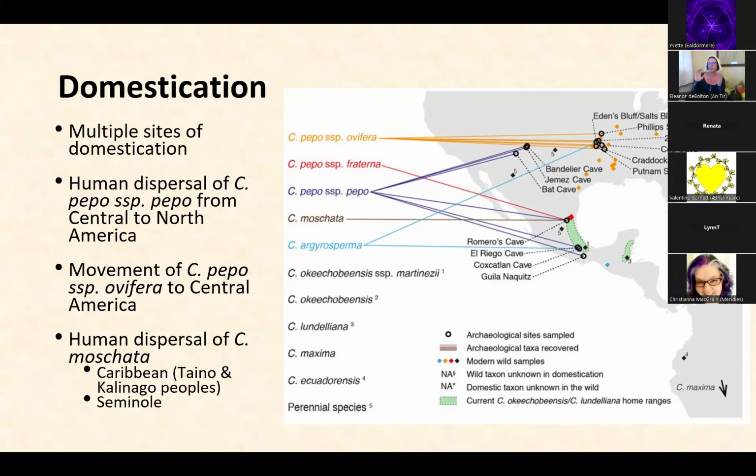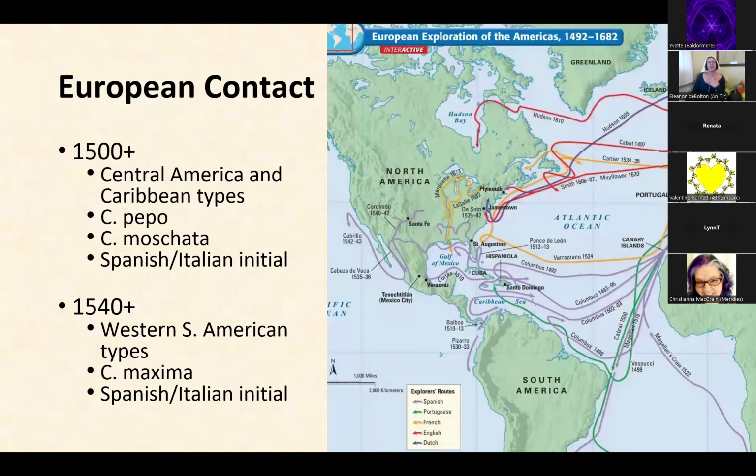That is distinct. They think that it was more of a human movement from Mexico to the Caribbean for that one. And then again, there was lots of movement between North and Central America on some of these. The one thing to note is the maxima, that Hubbard type squash, right? It's down in South America, more on the West Coast, kind of Peru area, which is something to think about when we come to the next slide of European contact.